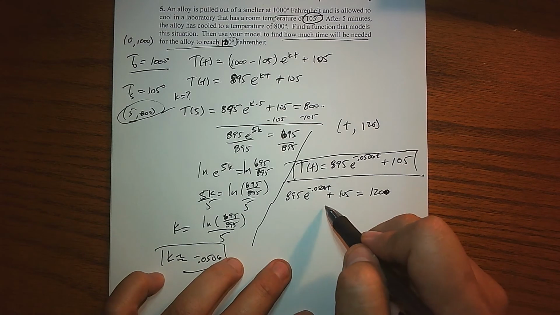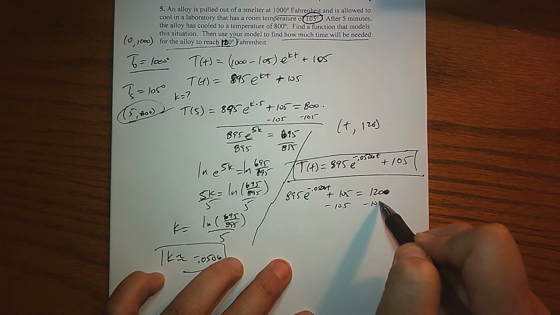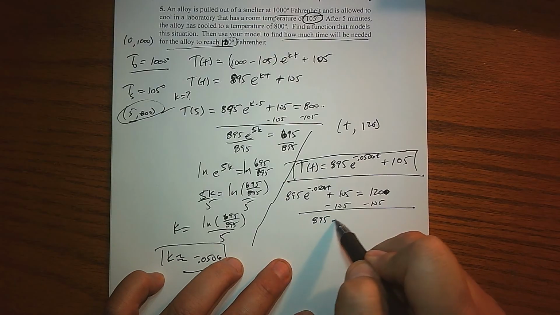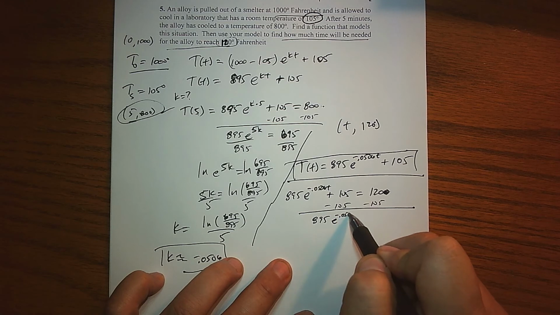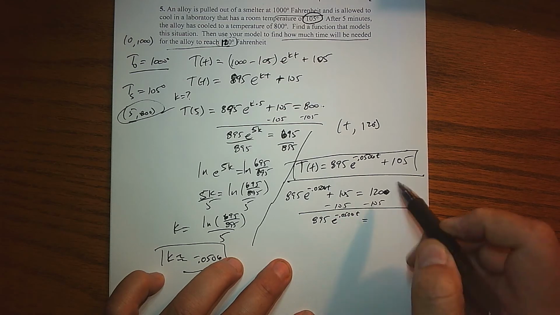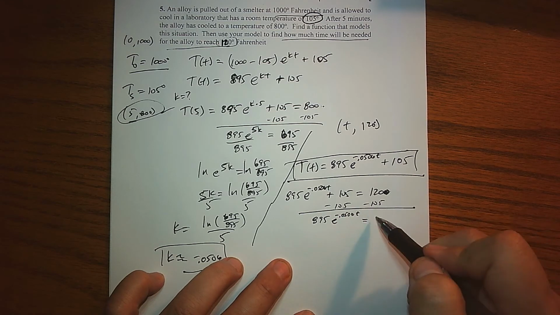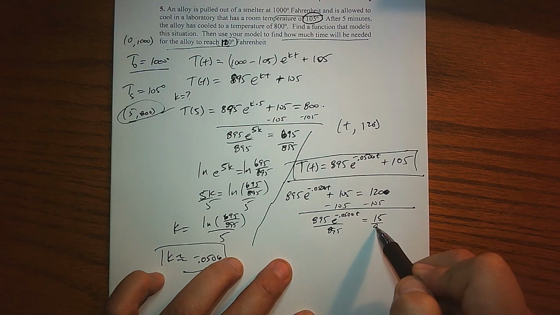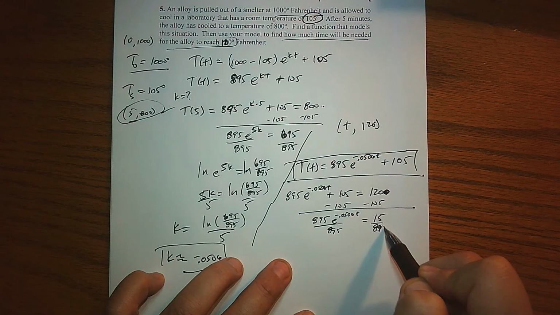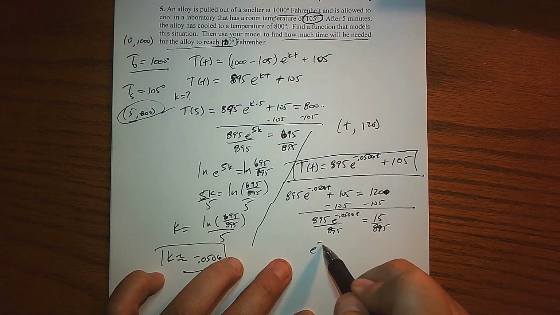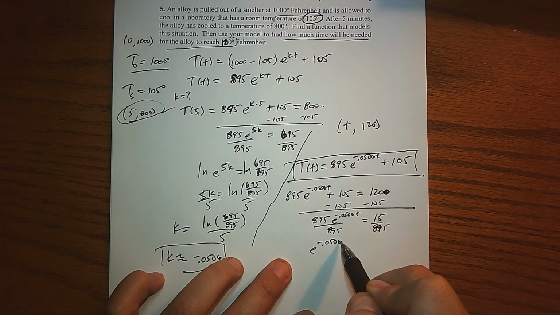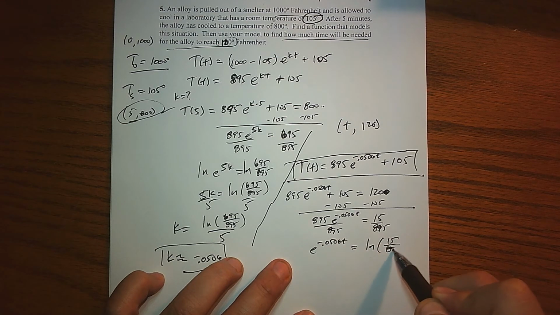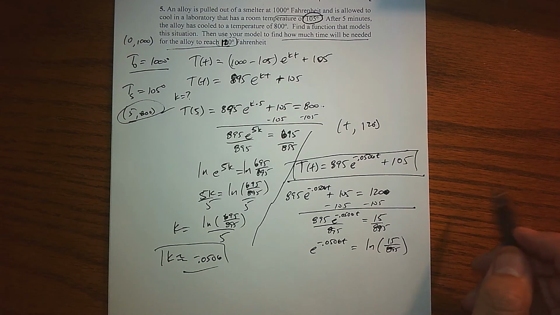So I'll subtract 105 from both sides, right? And what I get is 895 e to the negative 0.0506 t equals 120 take away 105, which is 15. Divide both sides by 895. We have e to the negative 0.0506 t equals 15 over 895. And that will simplify, but I'll just leave it at that.